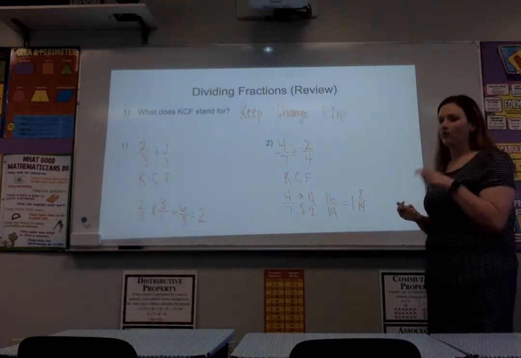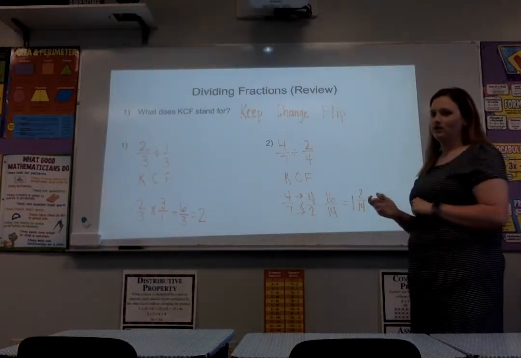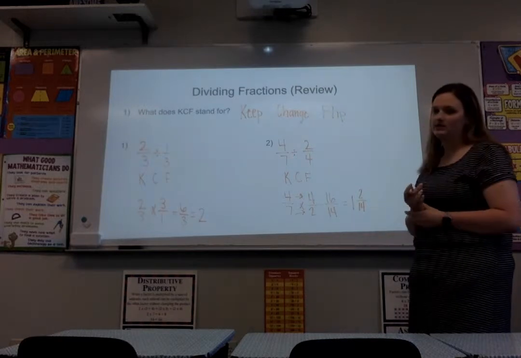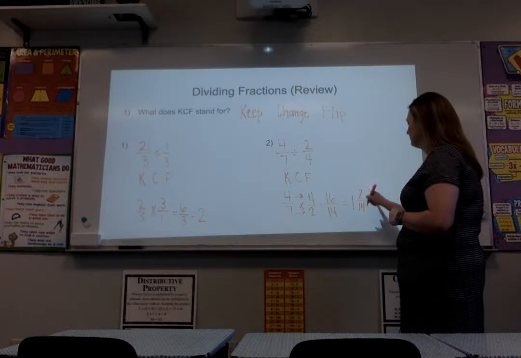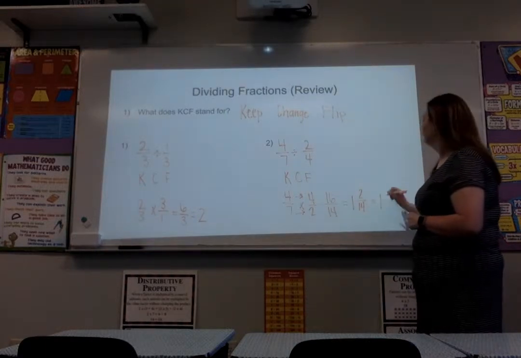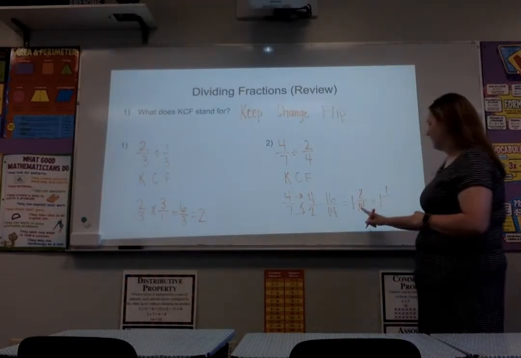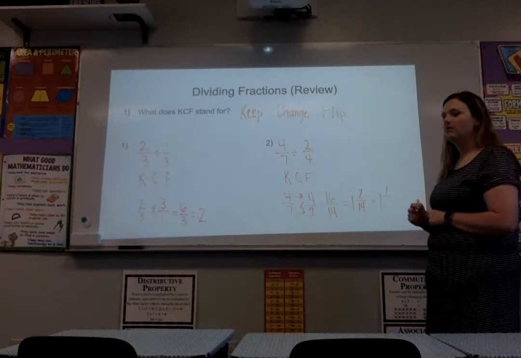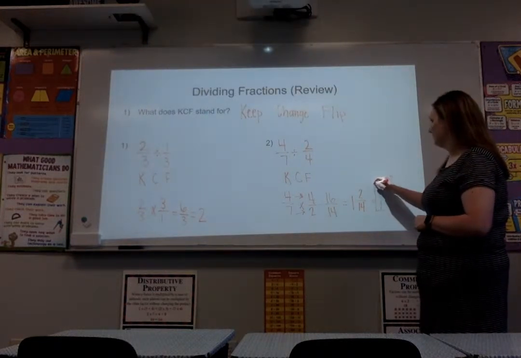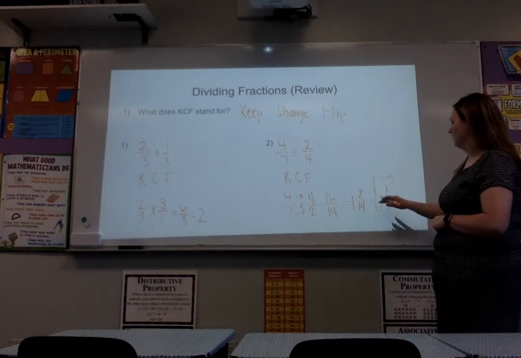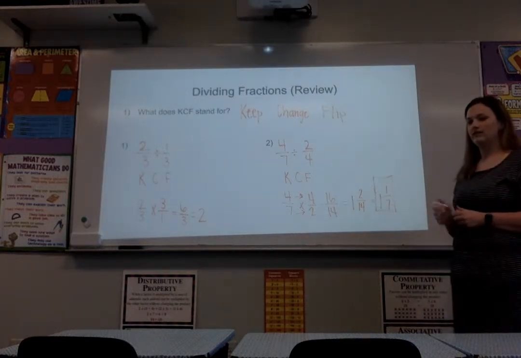Now, we know that 2 can go into 14, so this is still not in simplest form. So, how many times can 2 go into itself? 1 time. And how many times can 2 go into 14? 7 times. So, 4 over 7 divided by 2 fourths would be 1 and 1/7.